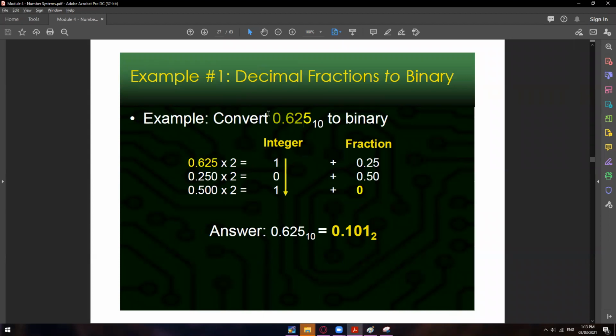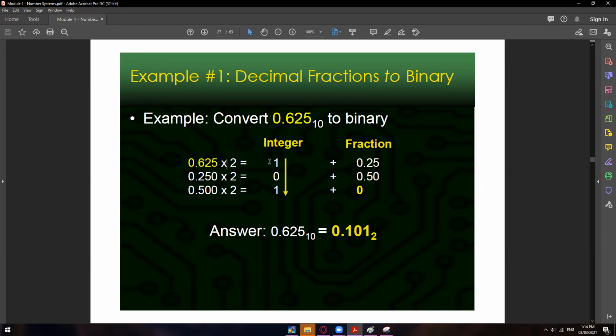All right. So we have here a number which is a decimal, but in terms of fraction, so 0.625 base 10. And then it is asking us to convert this one into binary. So just copy this one, 0.625 times 2. Before it was divide, but right now it's multiplication. So 0.625 times 2.